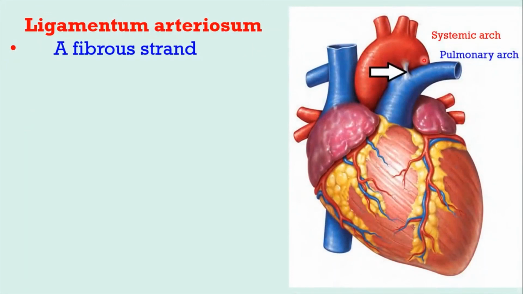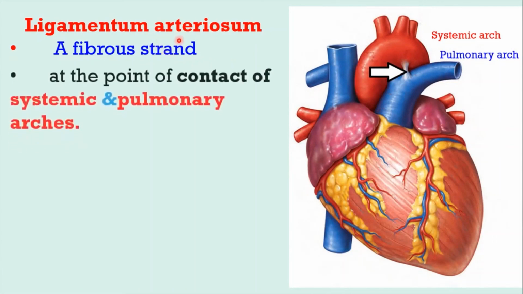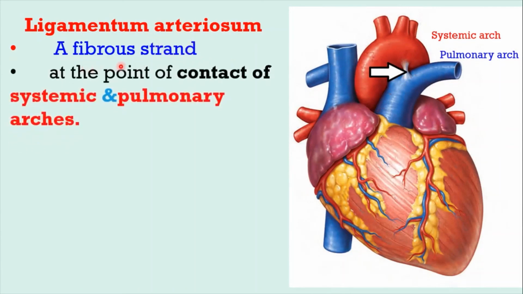Up to now, I have discussed the 2 aortic arches present in the heart of mammals. Those are systemic arch and pulmonary arch. At the point of contact of these 2 aortic arches, a fibrous strand of tissue is present known as ligamentum arteriosum. So, ligamentum arteriosum is the fibrous tissue present at the point of contact of systemic and pulmonary arches.